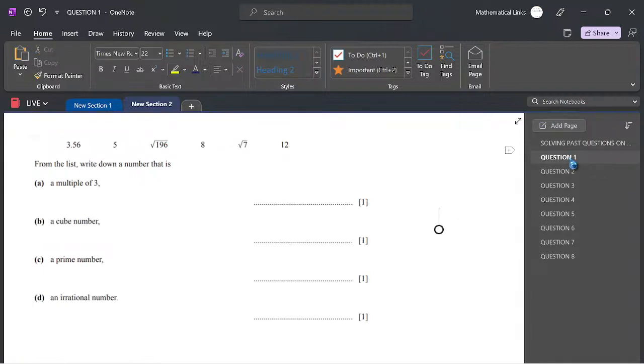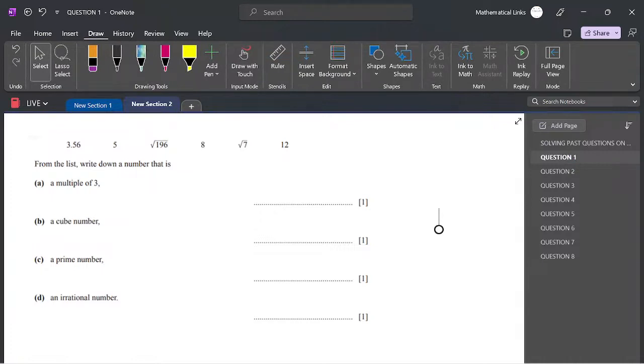So this is the first question here. We are given some numbers: 3.565, root 196, 8, root 7, and 12. From the list, write down a number that is of the following. So we need to apply the knowledge of our number concepts to see how we can solve the questions listed before us.